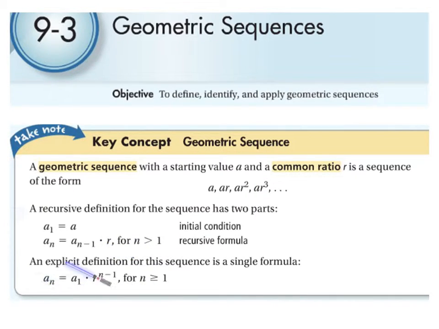In the explicit form, again, works out very well. You just have the first term here, the common ratio to the n minus 1 power. And again, it's n minus 1 because the first term is not multiplied by r, the second term is multiplied by r to the first power, and the third term by r to the second. So that's why we have n minus 1. And again, the condition that that's only for n values greater than or equal to 1.